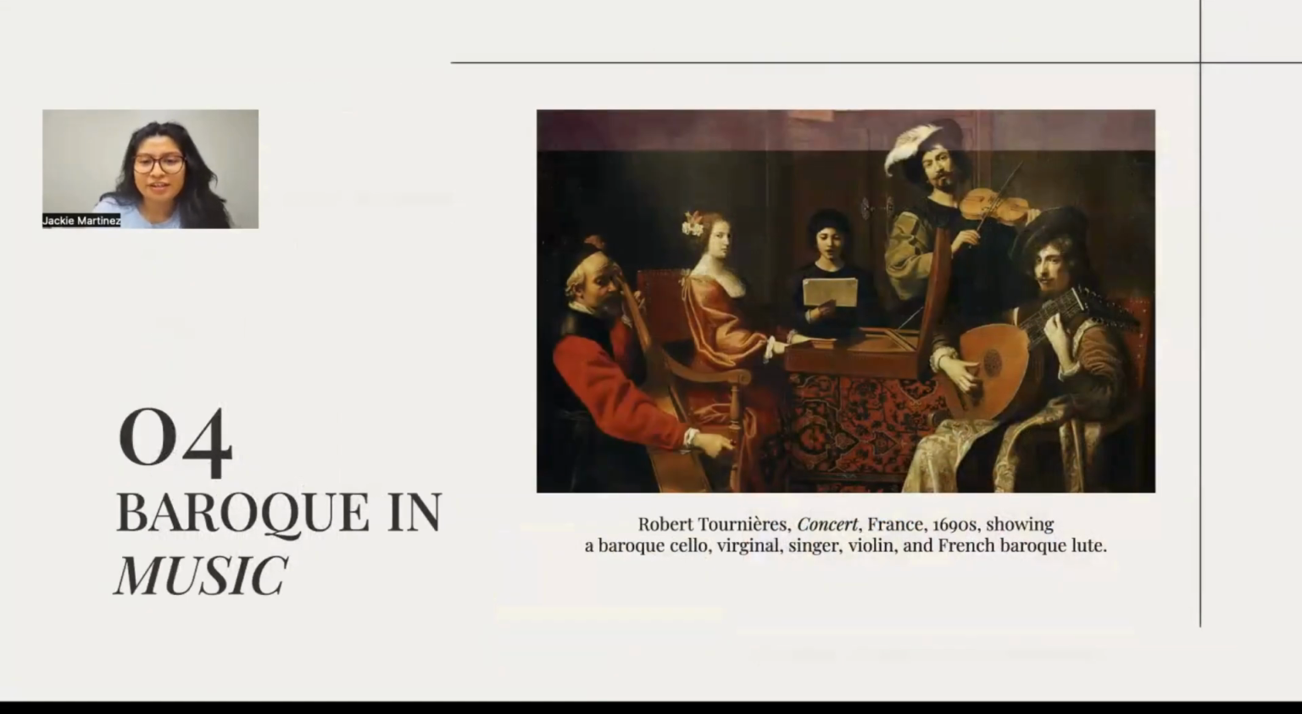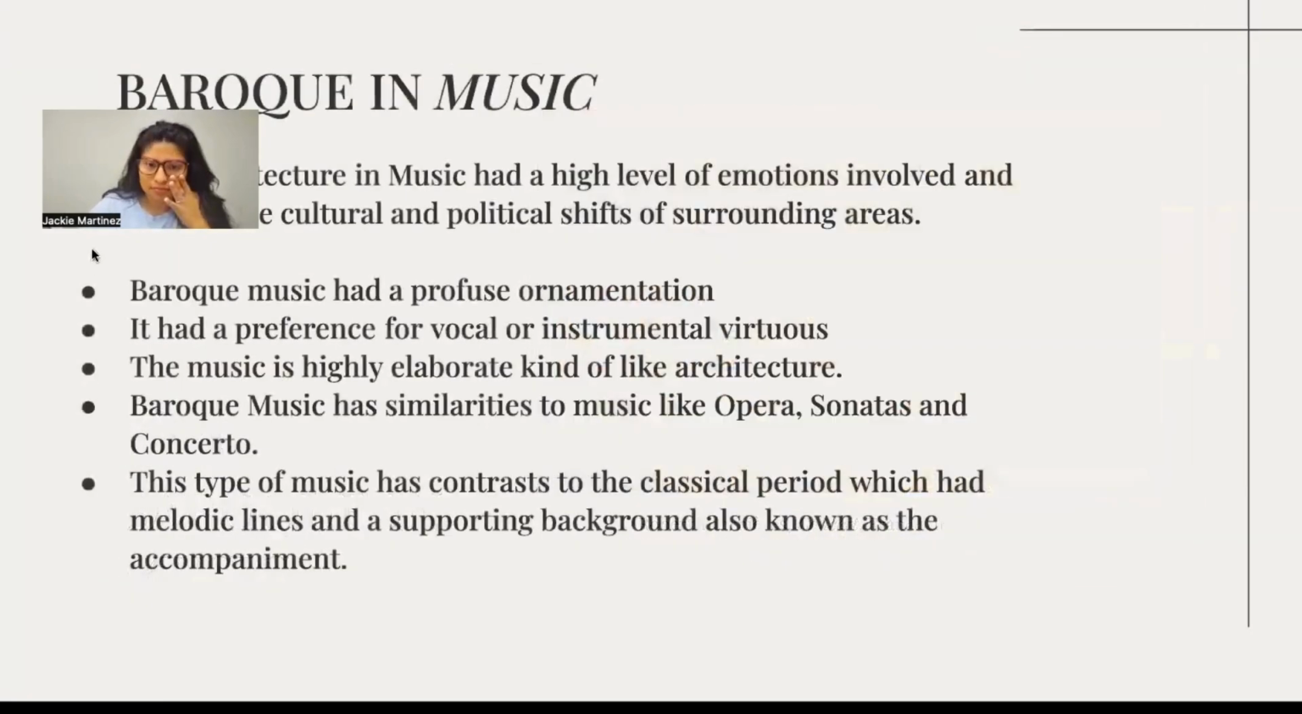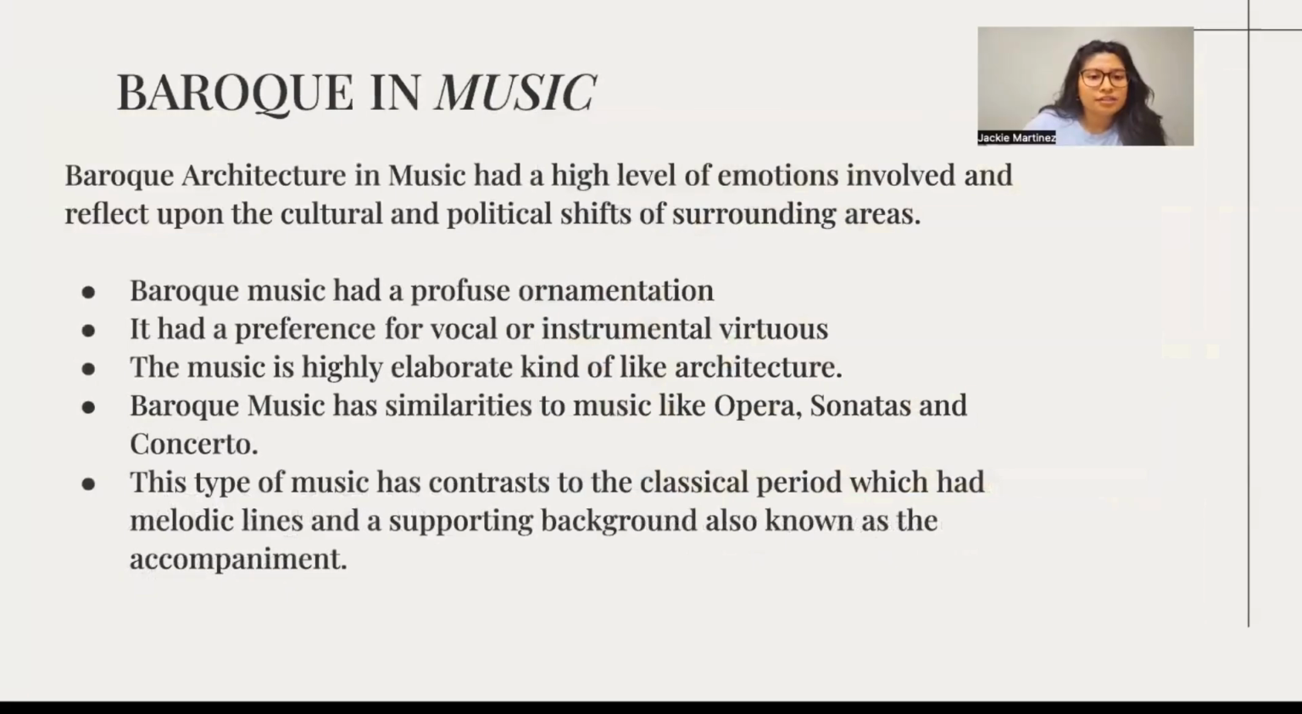Baroque in music. Here's a representation of a concert by Robert Tournières in France during the 1690s. Baroque architecture and music had a high level of emotions involved and reflected the cultural and political shifts in the surrounding areas. Baroque music had profuse ornamentation. It had a preference for vocal or instrumental virtuosity. The music is highly elaborate, kind of like architecture. Baroque music had similarities to music like opera, sonatas, and concertos.